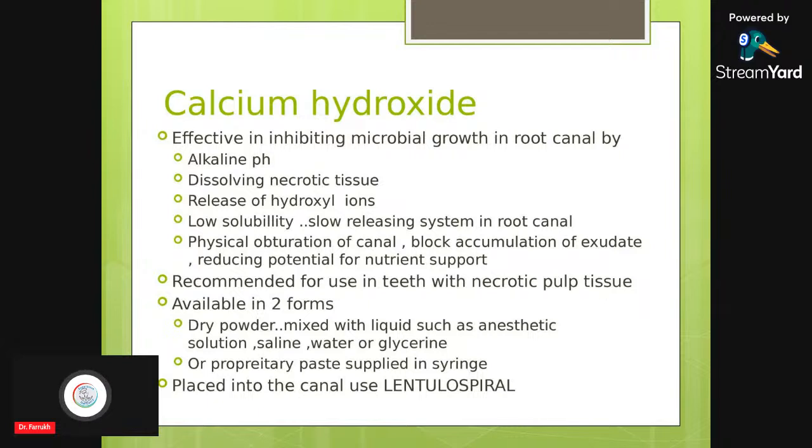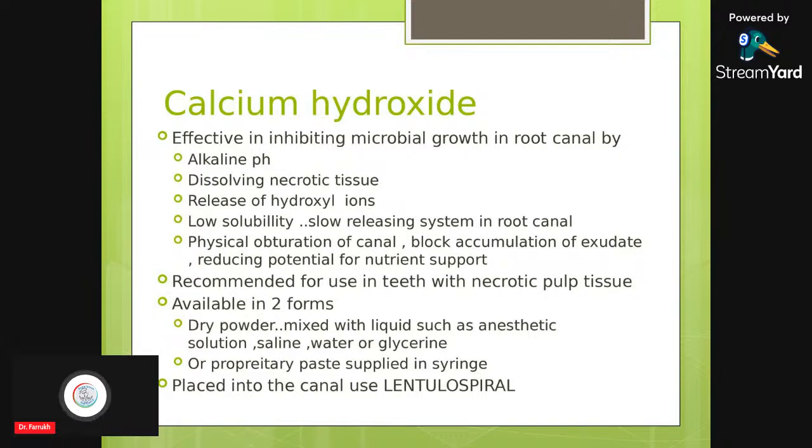Calcium hydroxide. This is very important because it is effective. It is effective in inhibiting microbial growth in the root canal by alkaline pH, dissolving the necrotic tissue, release of hydroxyl ion, low solubility, and a slow releasing system in the root canal. Physical obstruction of the canal blocks accumulation of exudate, reducing the potential for nutritional support. It is recommended for use in teeth with necrotic pulp tissue. This is a very important point.